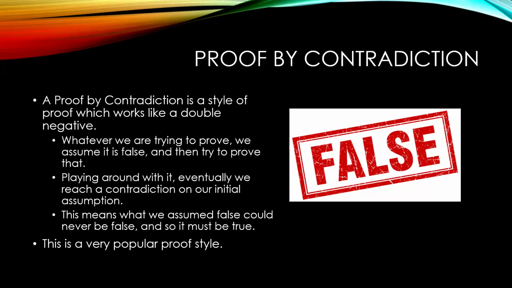The next one's a little bit different. Our next style of proof is a proof by contradiction. I'll be honest, I use these more than just about any of the other proof types. A proof by contradiction is a style of proof which works like a double negative. Whatever we are trying to prove, we assume it is false and then play around with it. Eventually we reach a contradiction of our initial assumption, which means that we assumed something false. And, well, if we didn't assume it to be false, then it must be true.